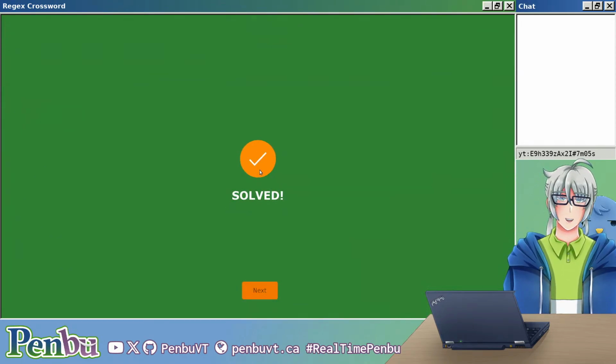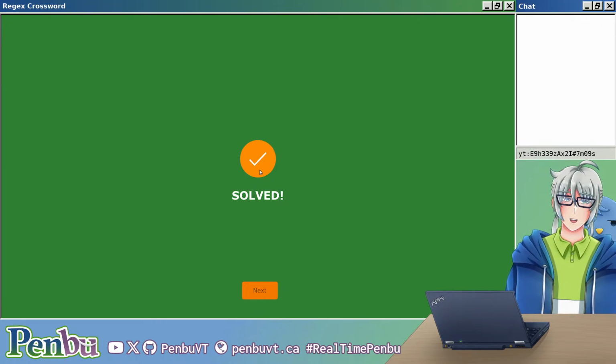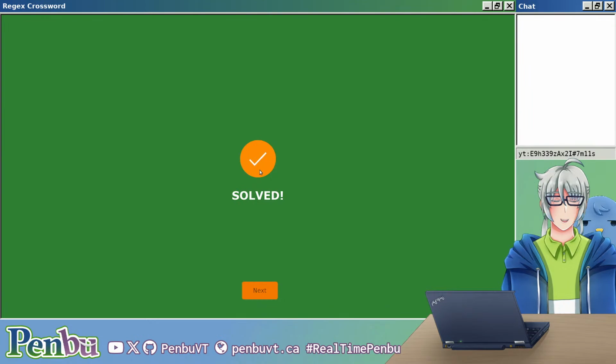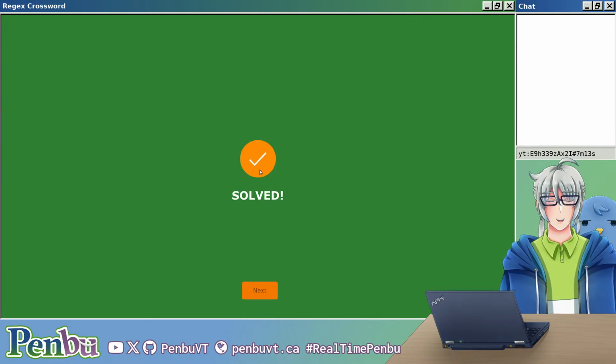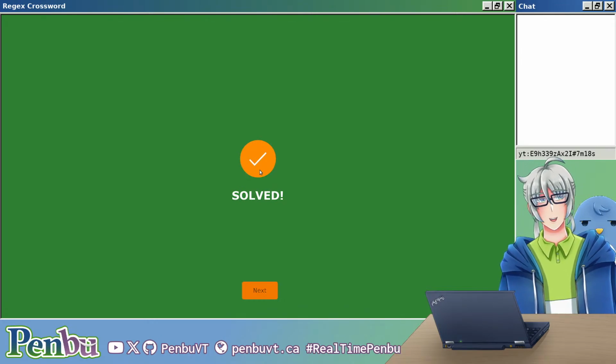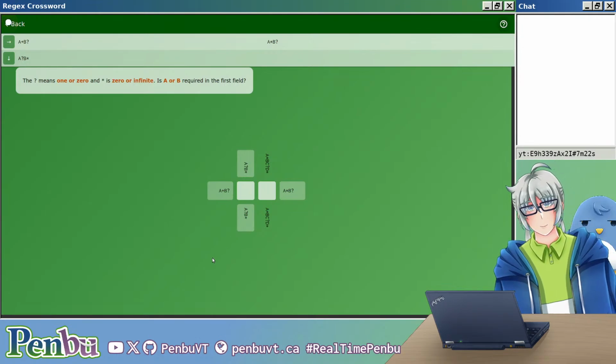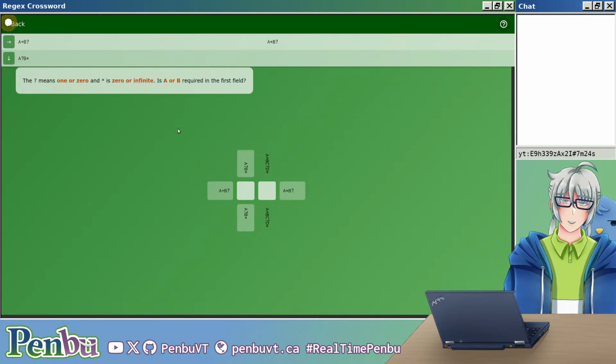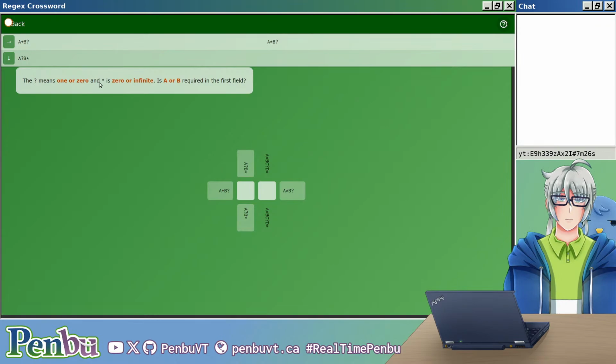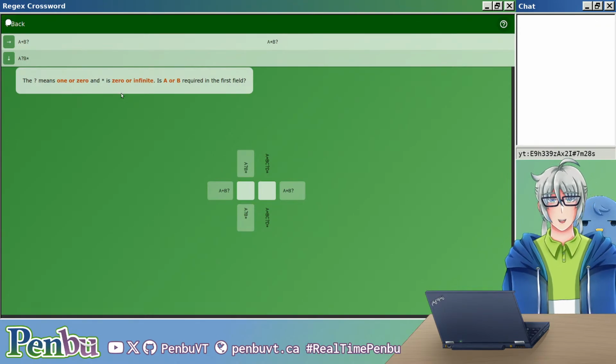So these are working with JavaScript regular expressions. There are a number of syntaxes for regular expressions: PCRE, Perl, Java, JavaScript, Python I think has its own as well, BRE, ERE, a ton of them. The question mark means 1 or 0 and star is 0 or infinite.